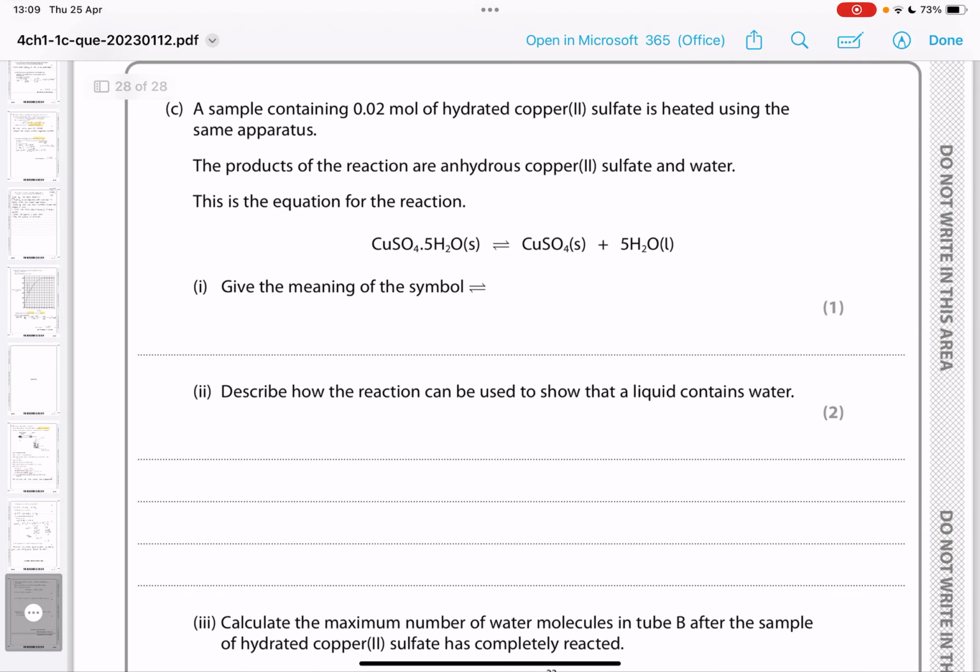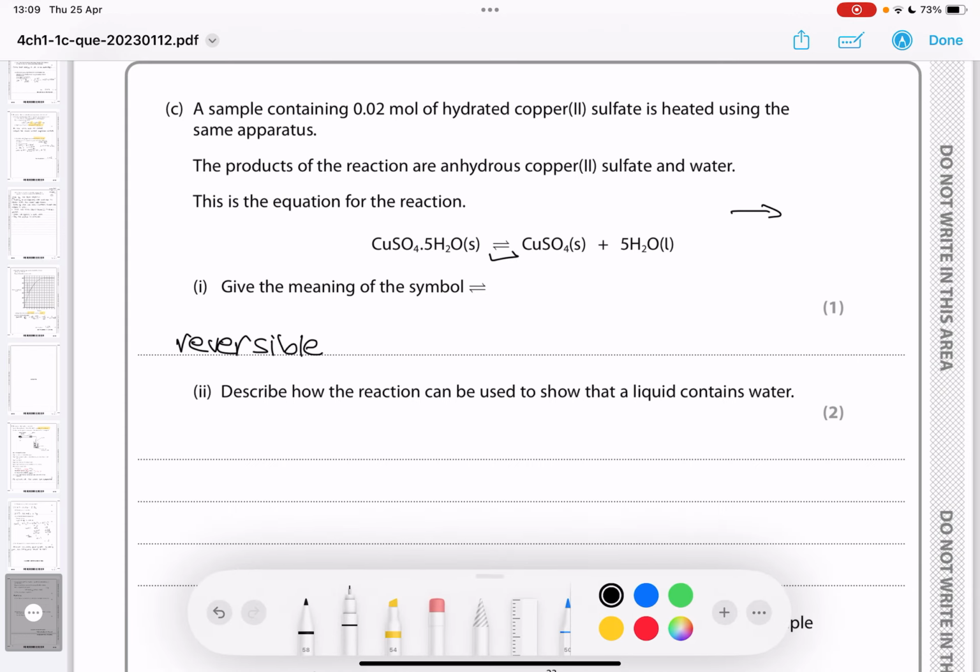A sample containing 0.02 moles of hydrated copper 2 sulfate is heated using the same apparatus. The products of this reaction are anhydrous copper 2 sulfate and water. This is the equation for the reaction. Give the meaning of the symbol. Okay, so that symbol is reversible. It means that the reaction is reversible. So normally in a normal equation you have just a forward arrow, but if there's one forward and one backward, it means that it's a reversible reaction.